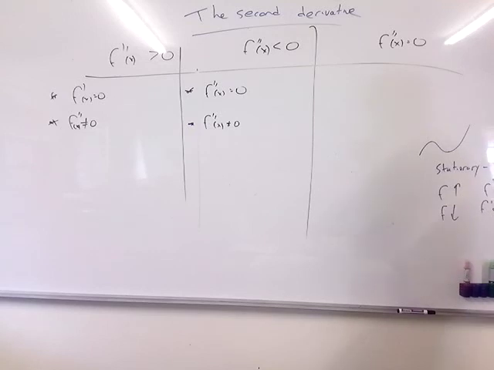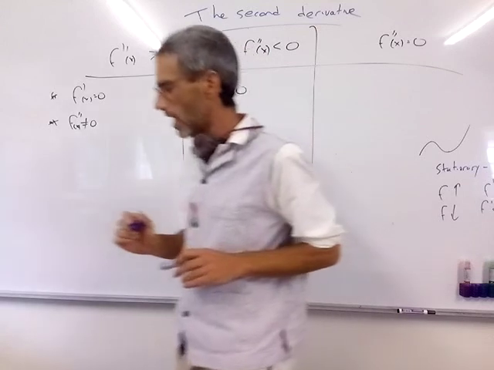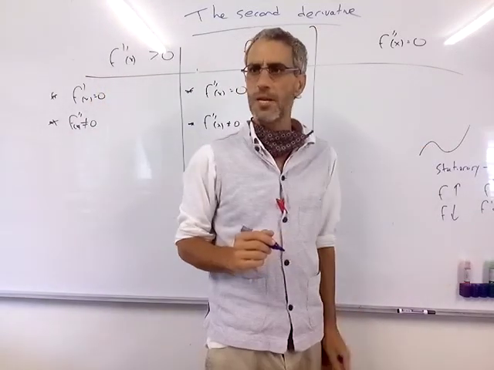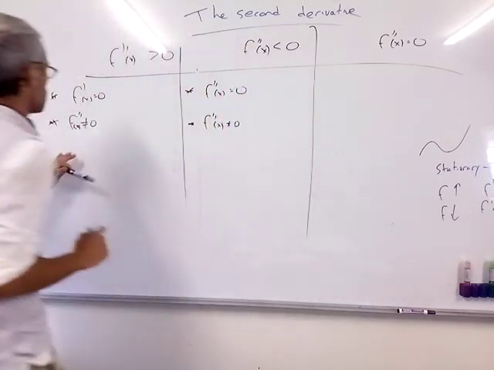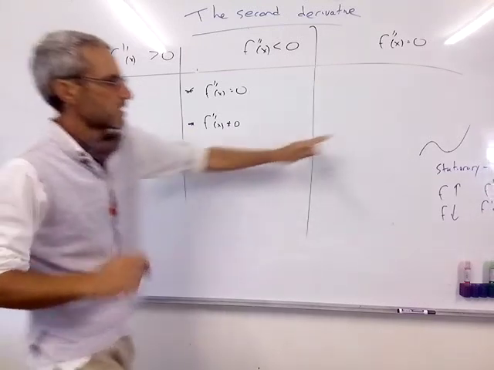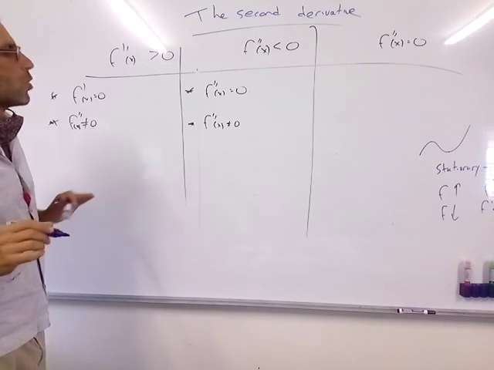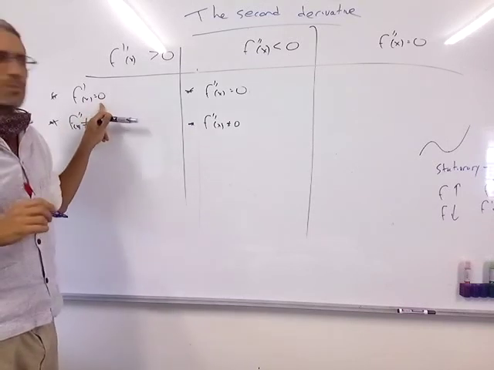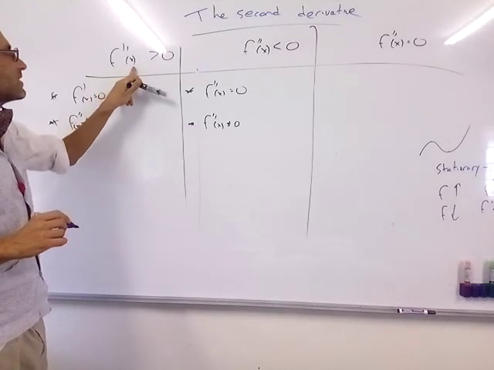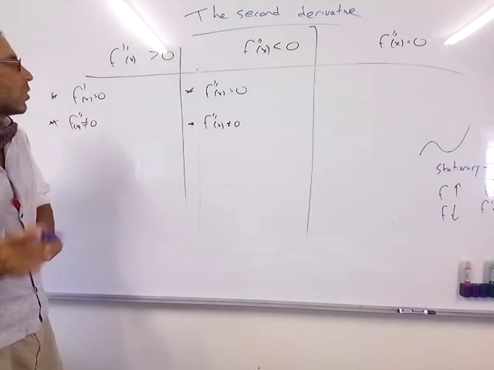Okay? Then we looked at the second derivative. The second derivative allowed us to find out if our stationary point was a maximum or a minimum. So let's just remind ourselves what's going on here. For a maximum or minimum, the first derivative must be 0. Now, what happens if the second derivative is larger than 0? Is that going to be a maximum or a minimum?